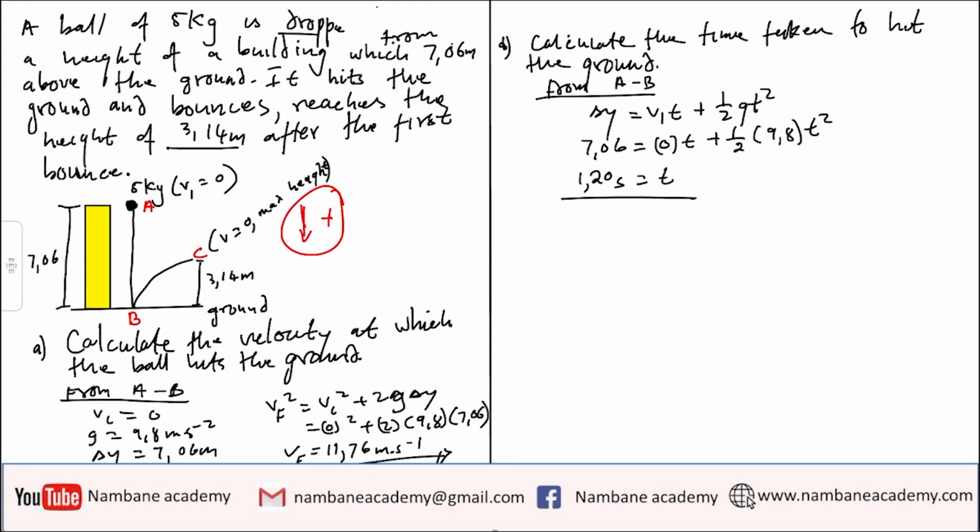Can you use an equation that has time, V final, V initial plus g t? Let's maybe confirm with this one. We agreed our V final is 11.76, V initial 0 plus 9.8 t. Let me quickly take my calculator and press these values and check, just to confirm.